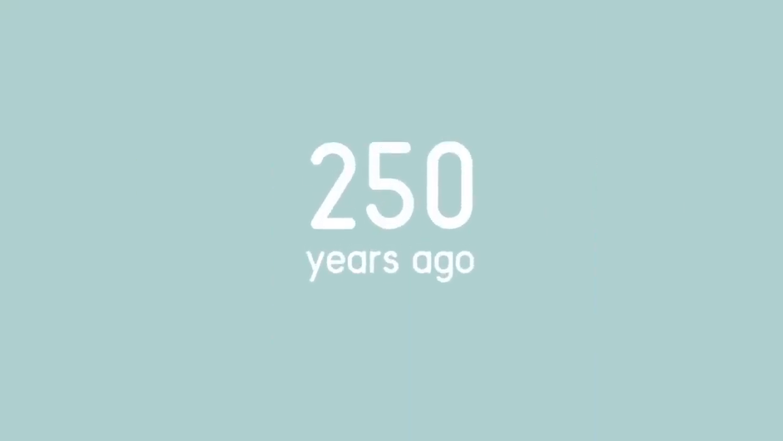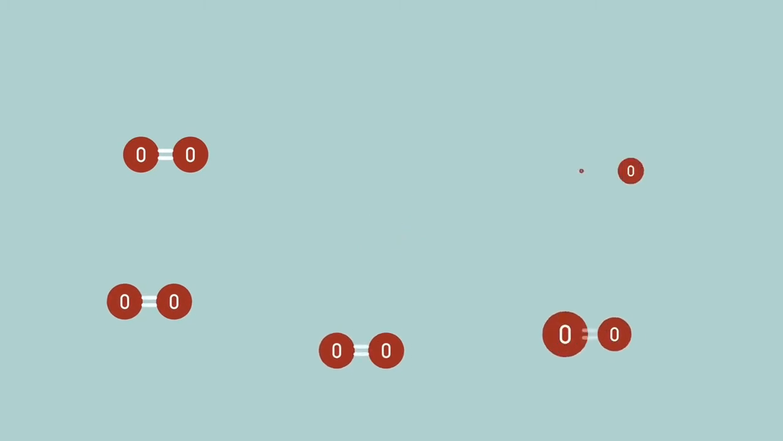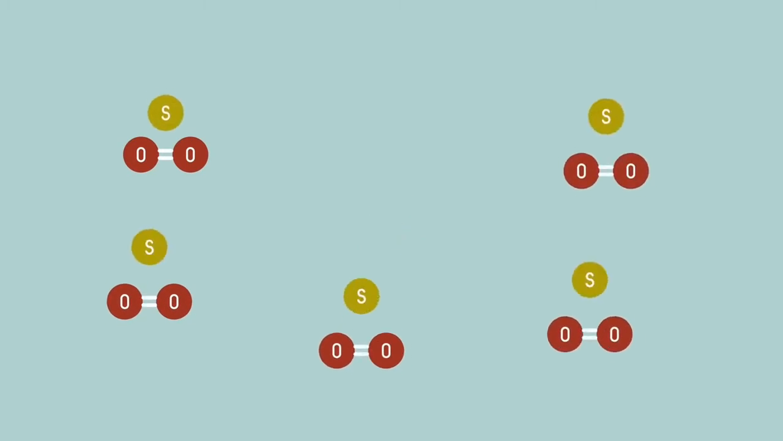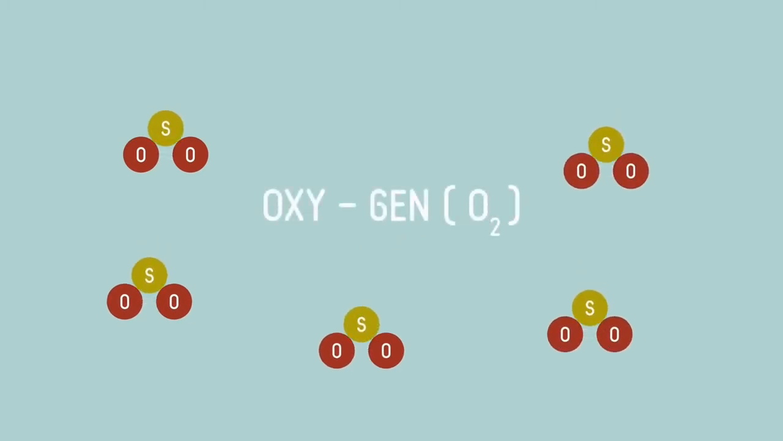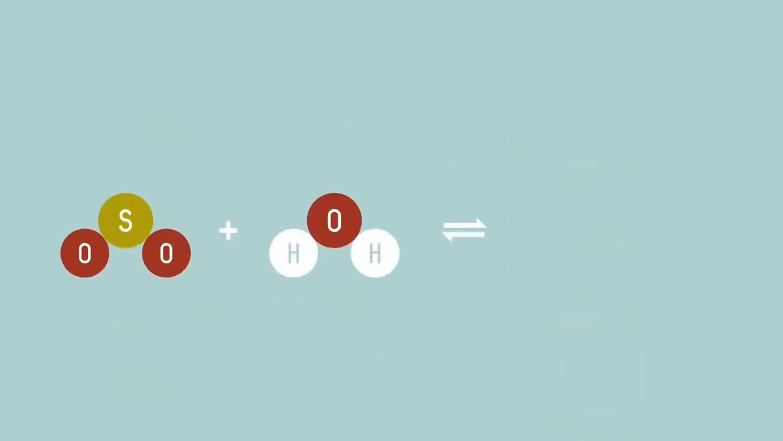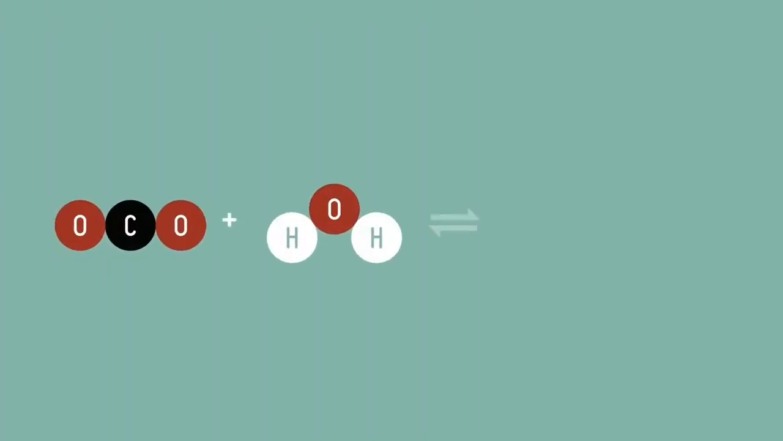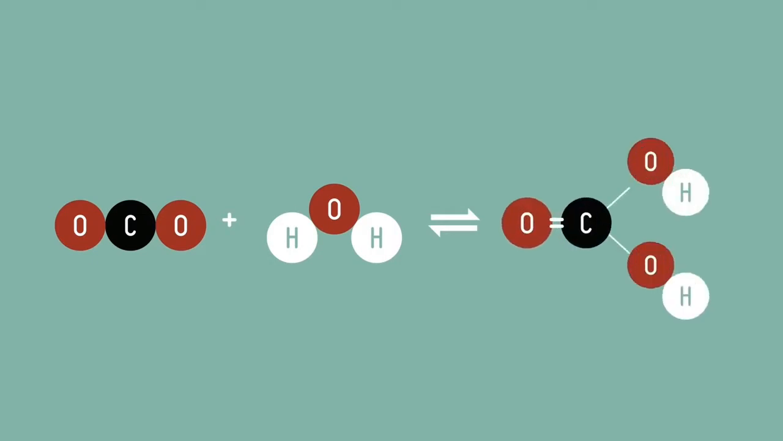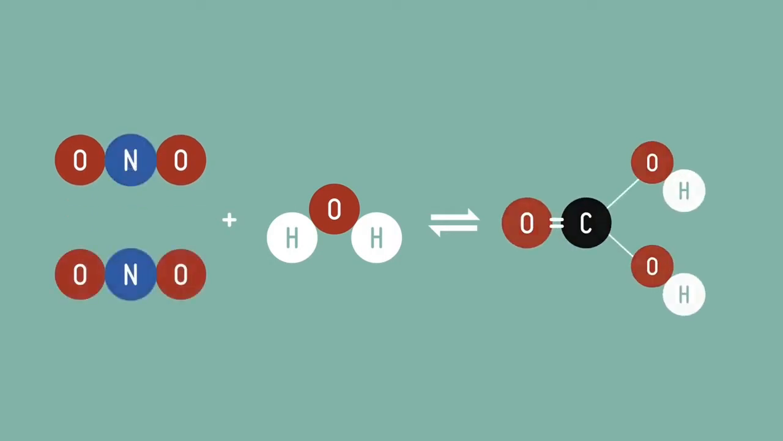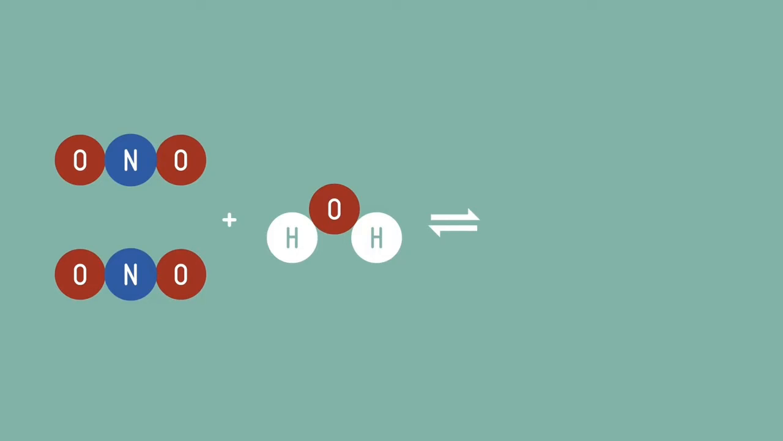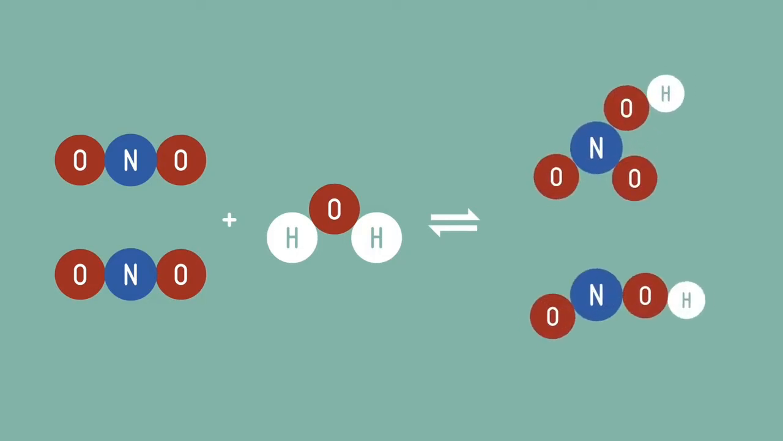250 years ago, early chemists found that non-metals burnt to form acids, so they named the gas in the air oxygen, meaning acid maker. Sulfur burns to form sulfur dioxide, which dissolves in water to form sulfurous acid. Carbon dioxide forms carbonic acid, making rain always slightly acidic. And nitrogen oxides dissolve in water to form nitric acid.